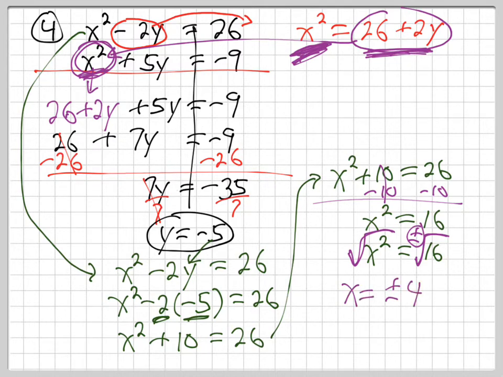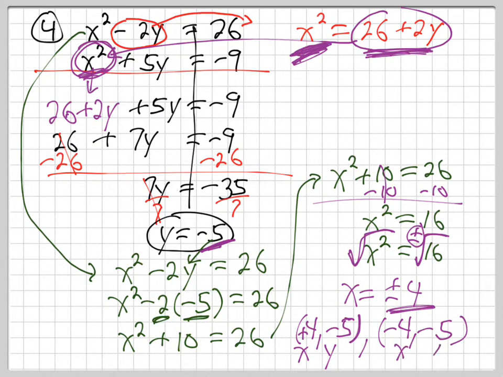Plus or minus 4. Square root of 16 is 4. So that means both these answers, plus 4 and minus 4, both go with a y of negative 5. So that means (4, negative 5) and (negative 4, negative 5), xy. So both the x values, plus 4 and minus 4, they both came from plugging in y is negative 5.